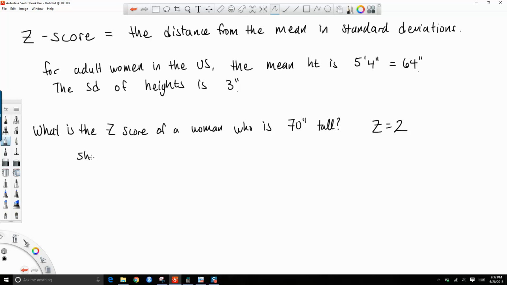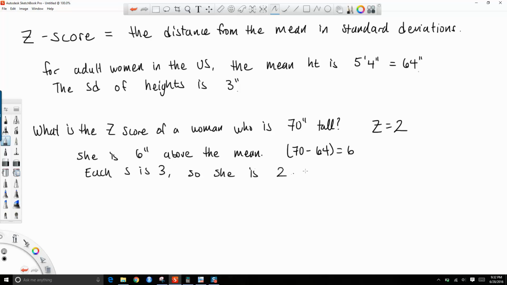So she is 6 inches above the mean. We do 70 minus 64, that's equal to 6. Her height is 70, the mean height is 64, she is 6 inches above the mean. 6 divided by 3, each standard deviation is 3 inches. Each S is 3. So she is 2 standard deviations above the mean. Does that make sense?